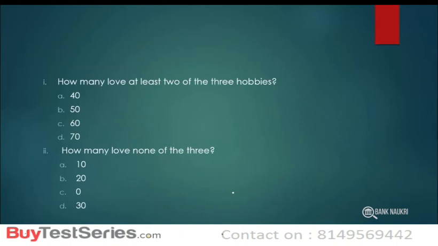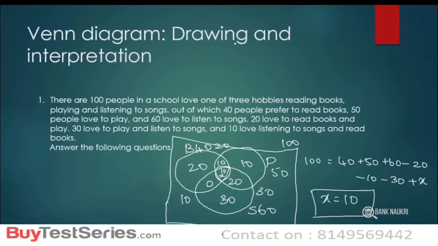First question. How many love at least 2 of the 3 hobbies? The word at least signifies one thing. It means people who like 2 hobbies plus people who like 3 hobbies. Now this is the question that they ask. Let's go back to the diagram.